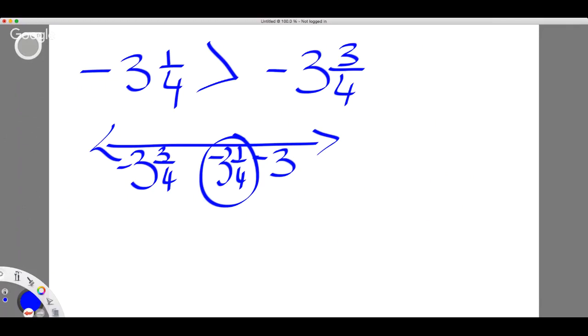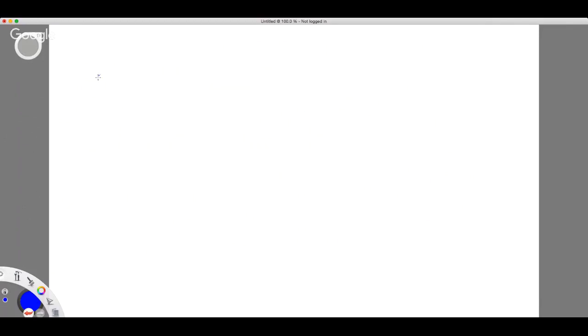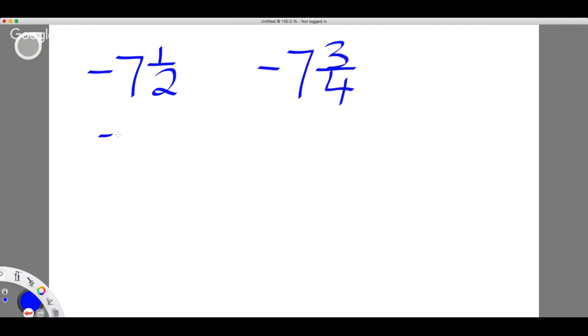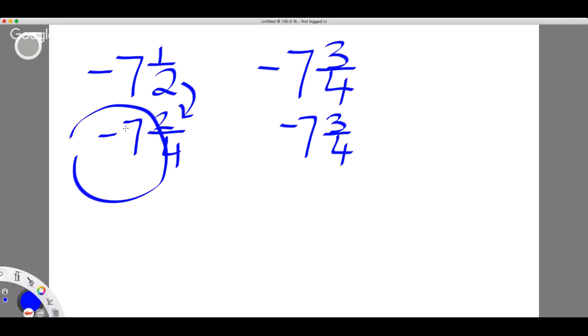Let's take a look at C. Negative 7.5, negative 7 and 3/4. So remember 1/2 would actually be 2 out of 4, right? So we're actually comparing negative 7 and 2/4 to the negative 7 and 3/4. So obviously this one is closer to 0, right? So it's going to be the bigger one. So we're going to say that it's greater than the second. All right, let's take a look at the next page.